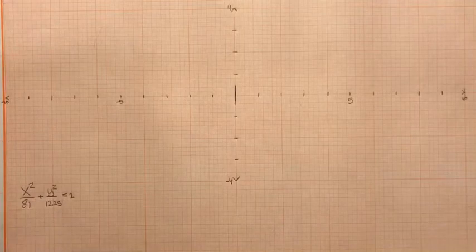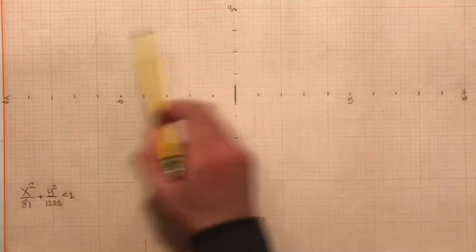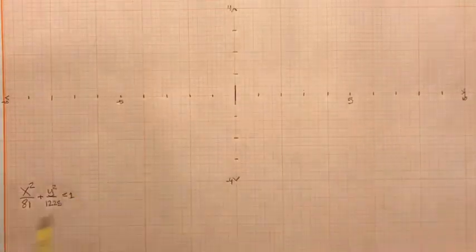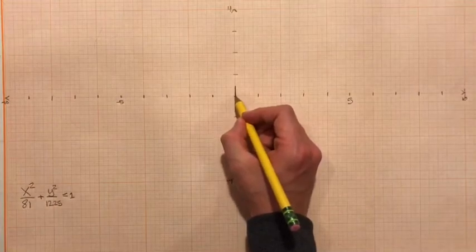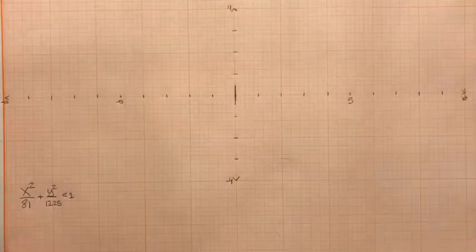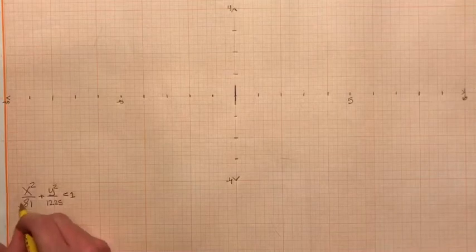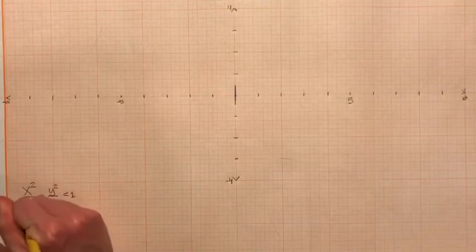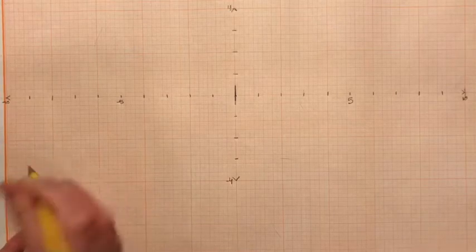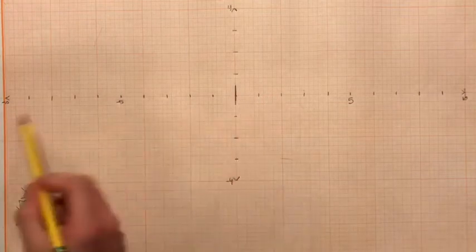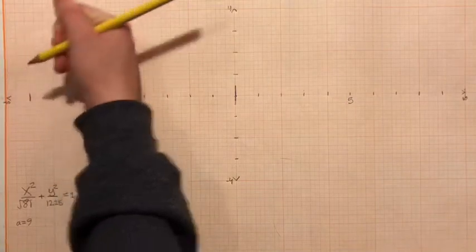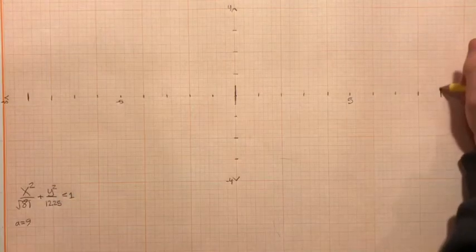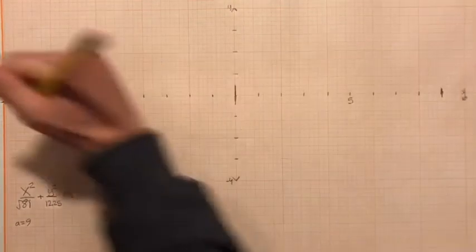So first we're going to look at the equation and notice that the larger number, 81, is under the x. That means it's a horizontal ellipse. And of course, the center is at 0, 0. So now we're going to find a and b. A, the square root of 81, is 9. That means this will go 9 left and 9 right. So we can go ahead and mark that as our vertexes.